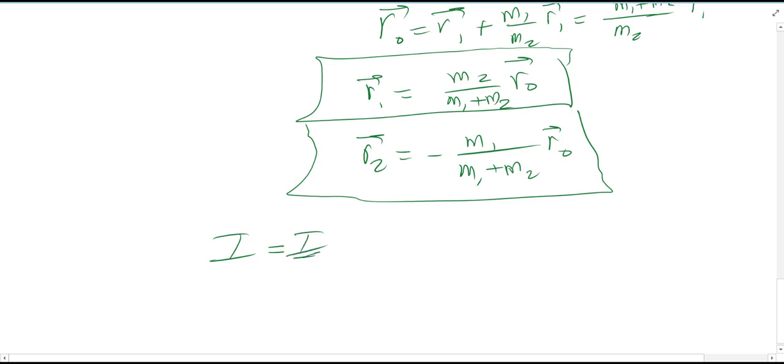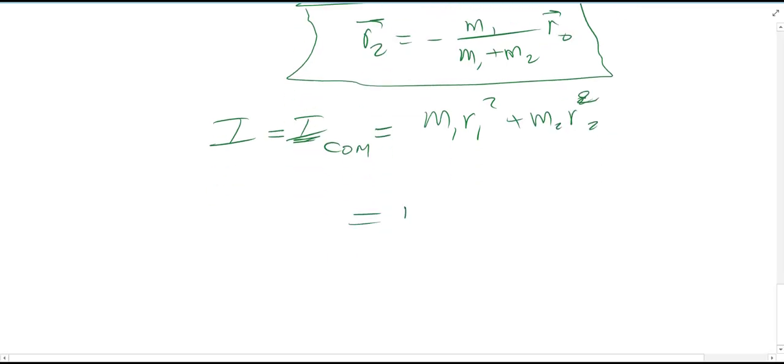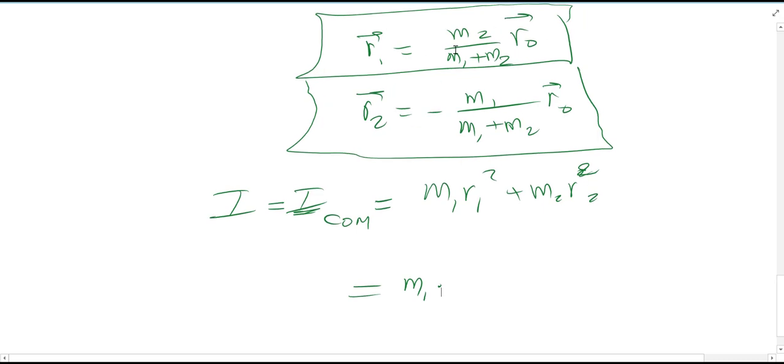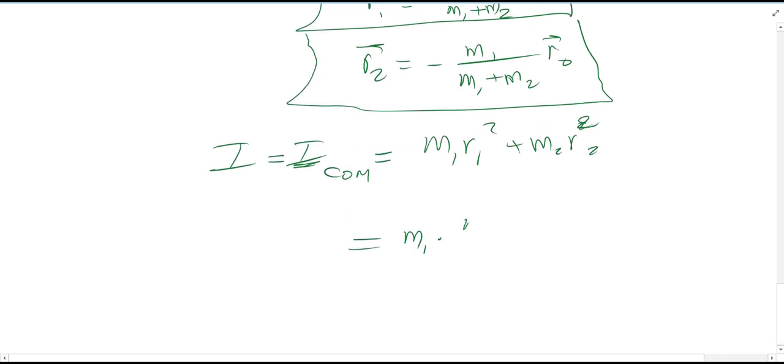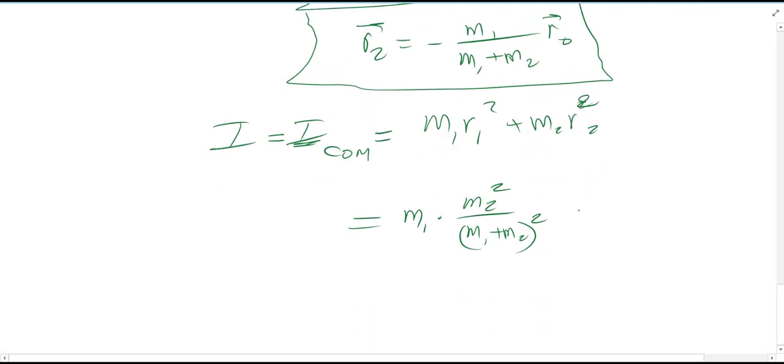If you care, this is how I'm defining I in this case. It's just M1 R1 squared plus M2 R2 squared. I have 2 point particles basically, and I'm calculating their moment of inertia with respect to a point that is between them. So this is the sum. When I square this quantity and multiply by M1, remember, in R1 I have M2 in the numerator, so it's going to be M2 squared over M1 plus M2 squared times R0. And that's the whole purpose of that exercise, to find that expression in terms of R0.